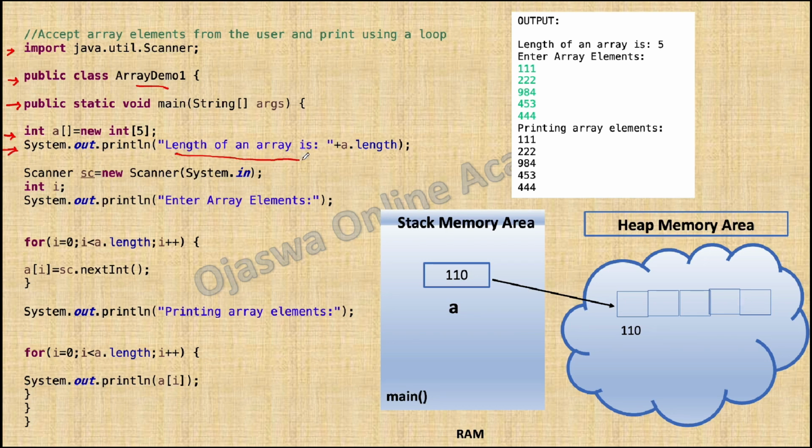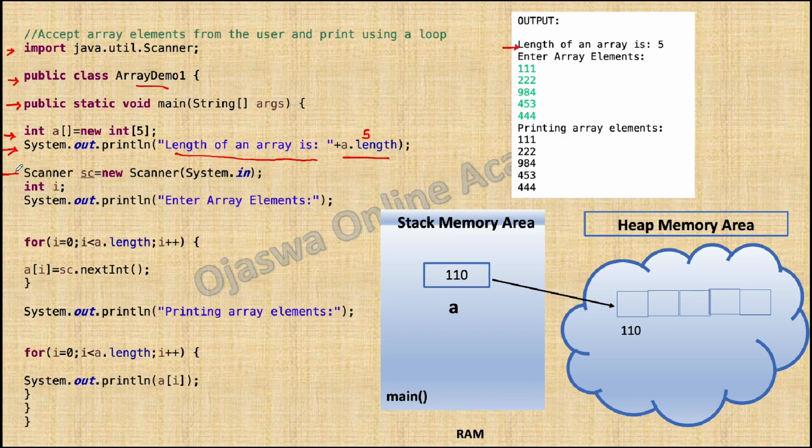Next statement is System.out.println("Length of an array is:"). This is printed to the console. a.length. Length is the field belonging to the array object. It returns the size of the array. So the size of the array is 5. Hence it will return 5. And this is printed to the console. Length of an array is 5.